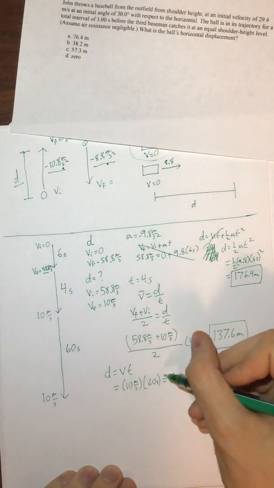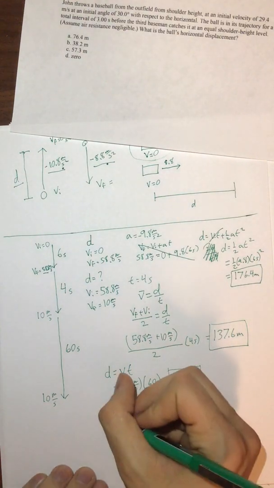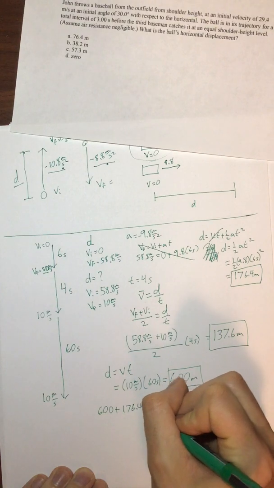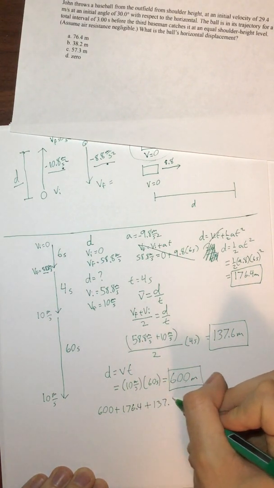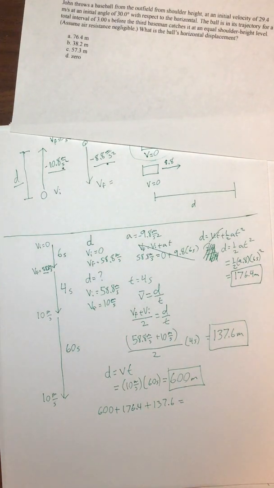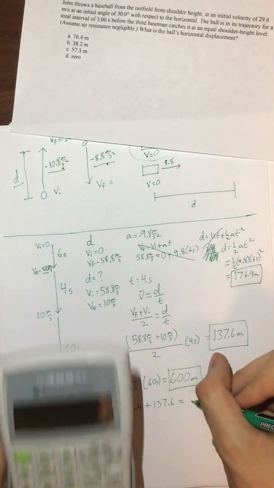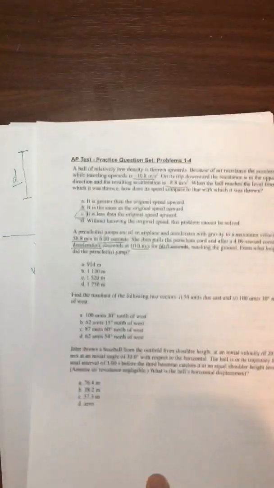So now I just got to add all 3 of my displacements up for the final answer. So 600 plus 176.4 plus 137.6. That gives me a grand total. Can't do this one in my head. 914 meters, which I believe is option A for the problem.